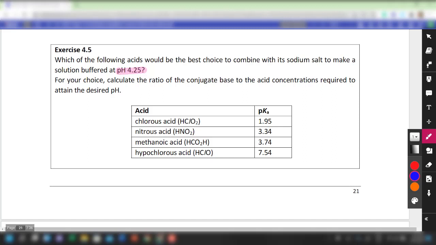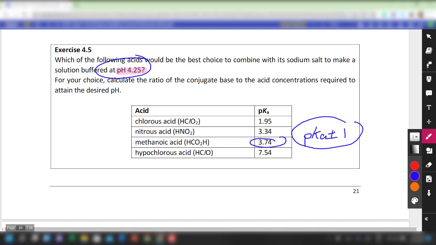So in that case, ideally I should be choosing ethanoic acid, because in terms of pKa, it is the closest to 4.25, and at the same time it also satisfies the condition where the pKa of the acid is plus or minus 1 from the ideal buffer pH.